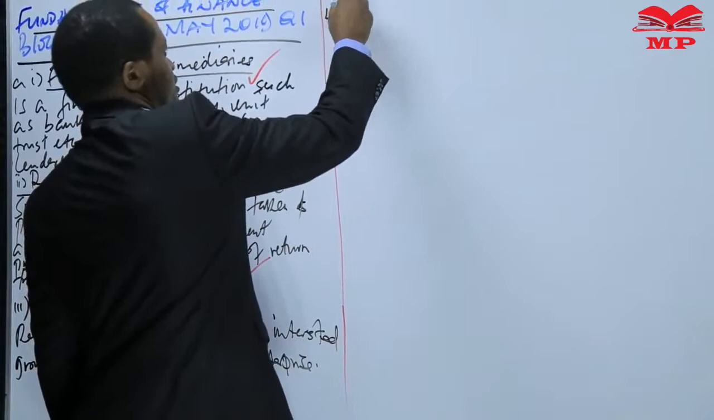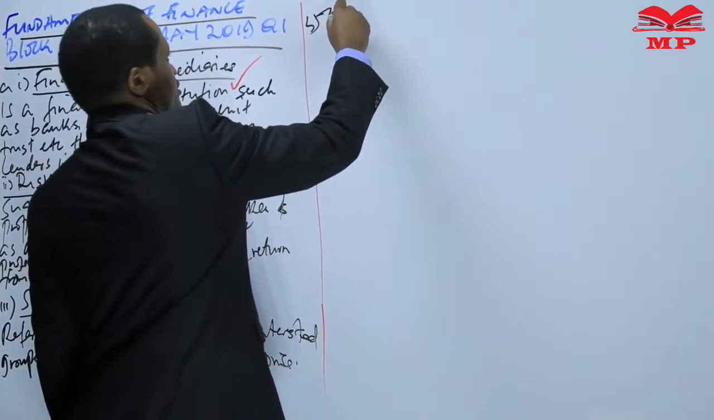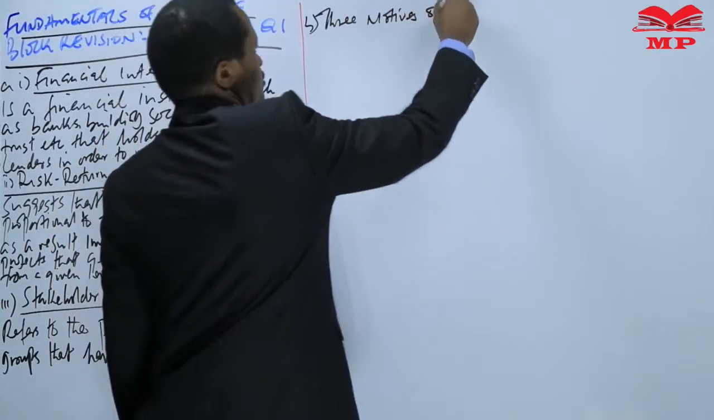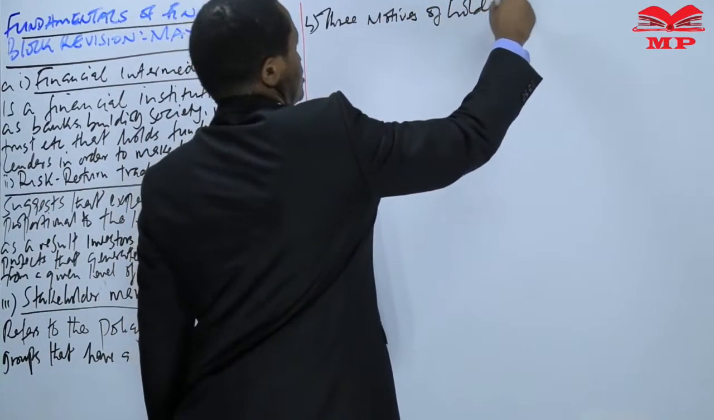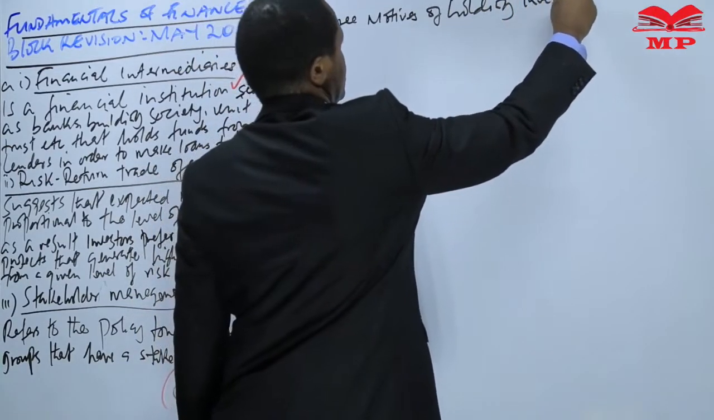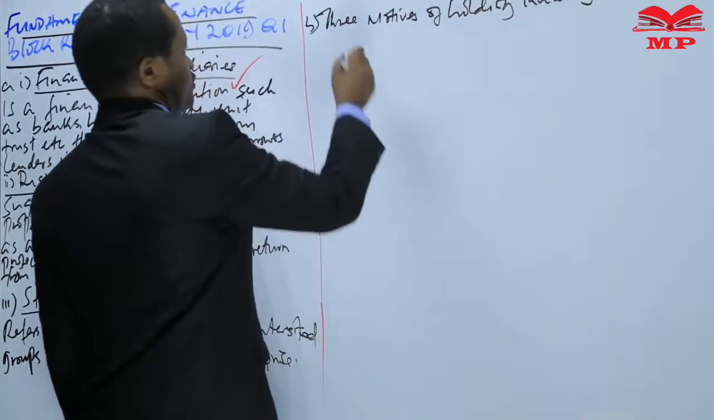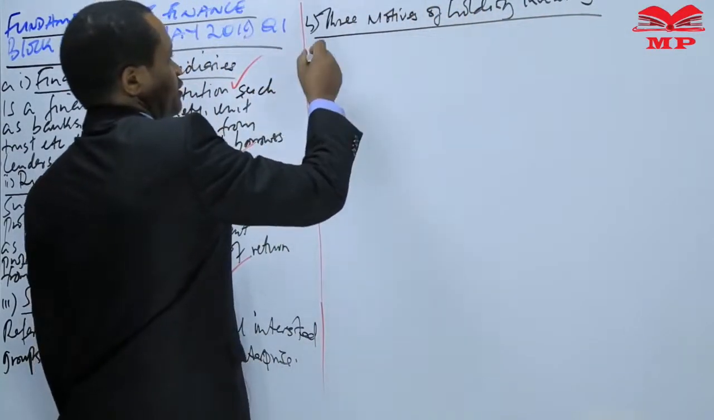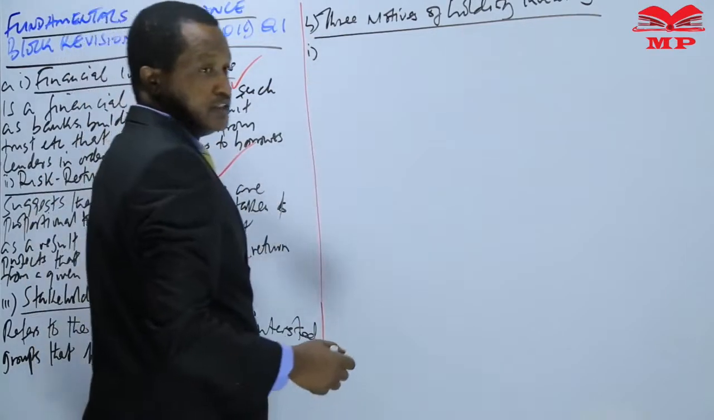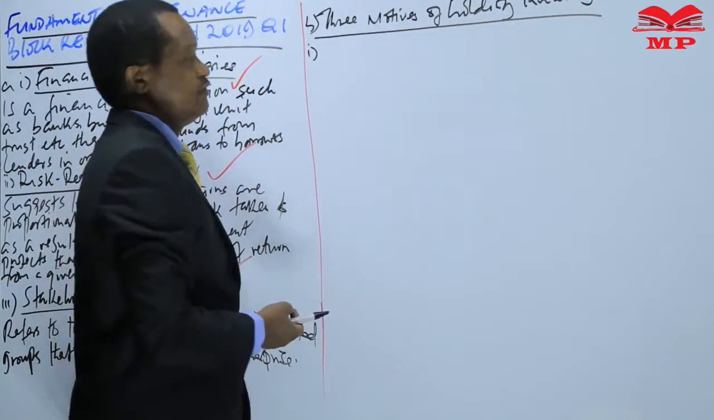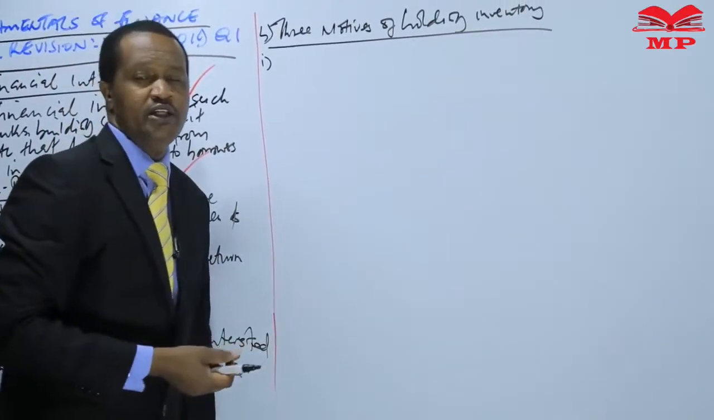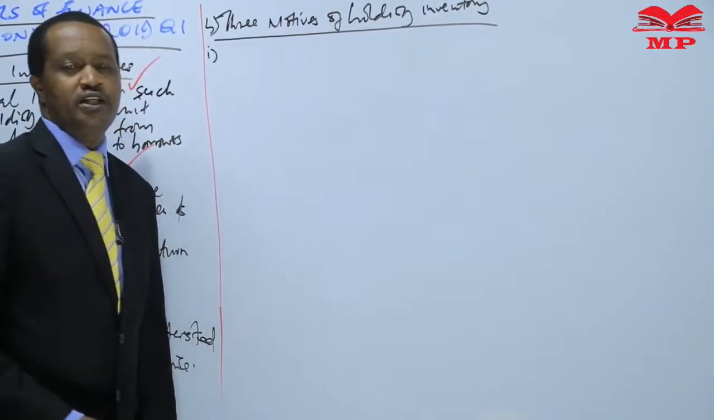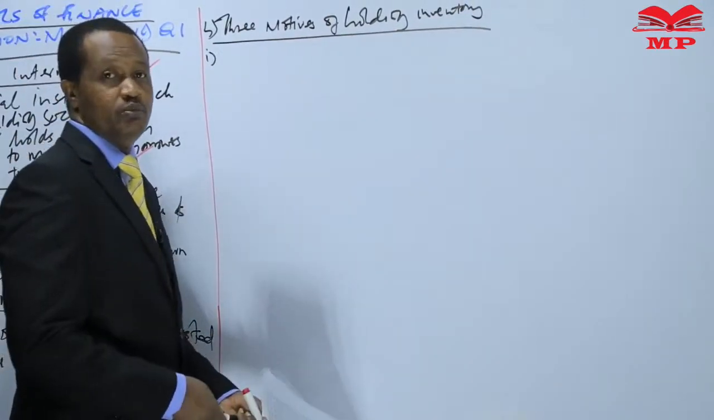Part B, three motives of holding inventory. Three motives of holding inventory. The first motive is precautionary motive. The second motive is speculative motive. The third motive is transaction motive.